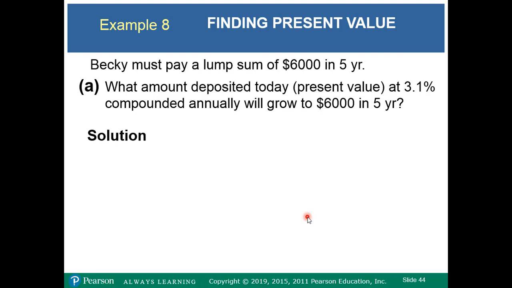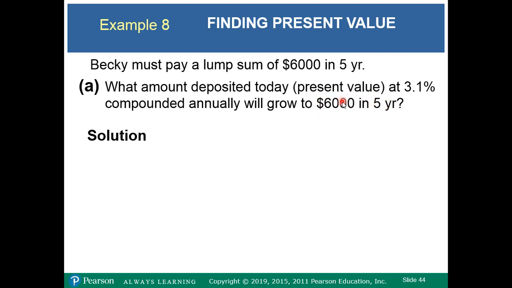Okay, so Becky must pay back a lump sum loan. She borrowed $6,000. She has to pay it back in 5 years. Okay, so she must pay a lump sum in 5 years. So let's say she owes this amount of money and it needs to be paid in 5 years. So what amount needs to be deposited today at a 3.1% interest rate compounded annually so that she has $6,000 in 5 years?